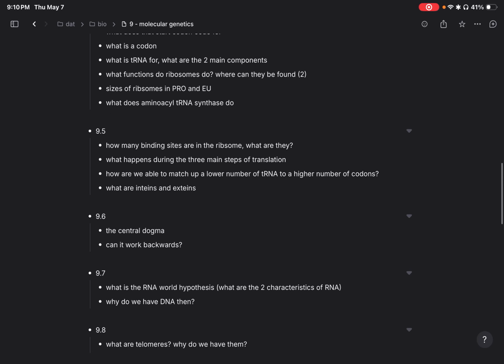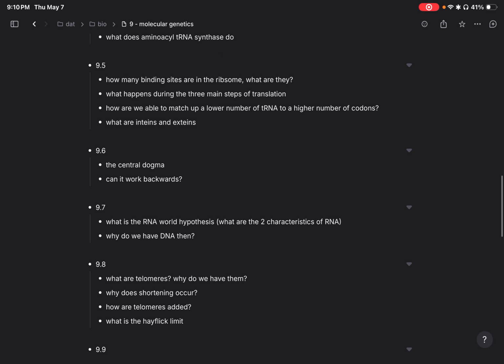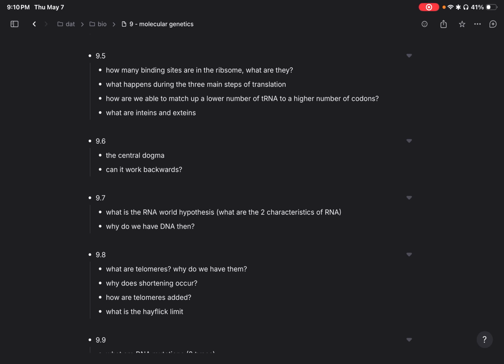Okay. How many binding sites are on the ribosome? There's three of them: the A site, the P site, and the E site. A, aminoacyl site. P, peptidyl site. And then E, exit site.